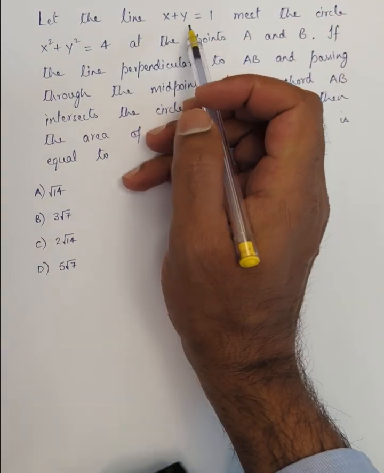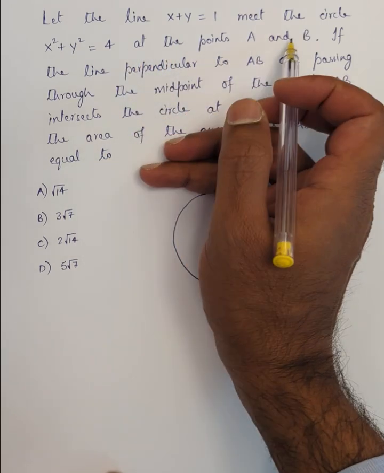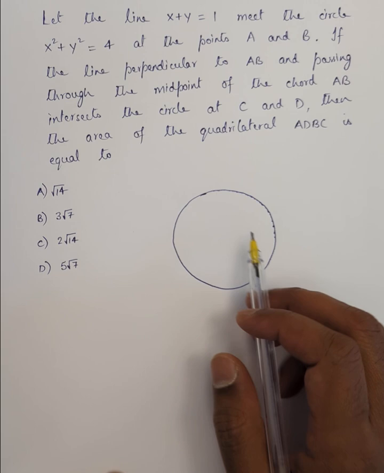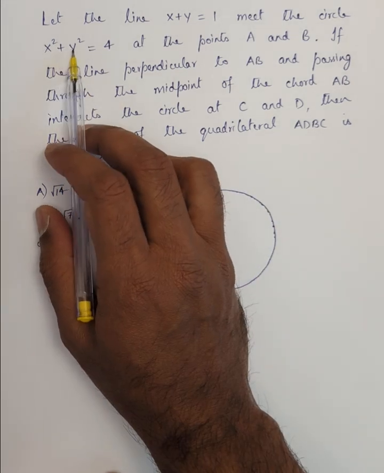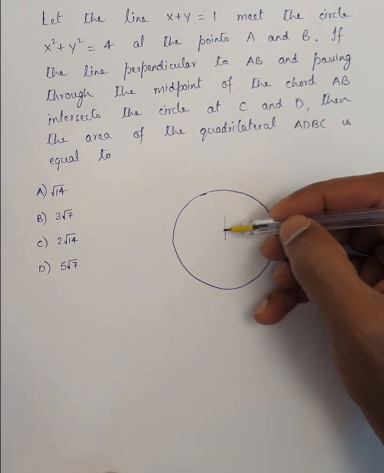Let the line x + y = 1 meet the circle x² + y² = 4 at the points A and B. So we have a rough sketch of a circle, and notice that its center is at the origin and its radius is 2.